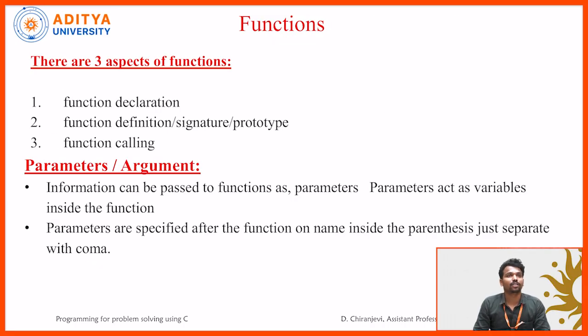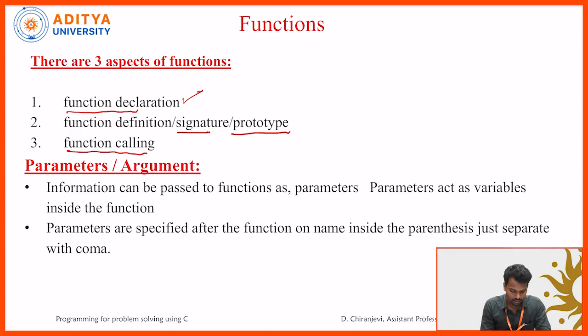Generally, a function consists of three aspects. The first aspect is function declaration, and the second aspect is function definition. Function declaration is not compulsory, but function definition and function calling are compulsory. Function definition is also known as the signature, or you can also call it the prototype. And the last one is function calling. So these are the aspects which every function contains. A function may avoid function declaration, but definition and function calling are the compulsory aspects of a function.